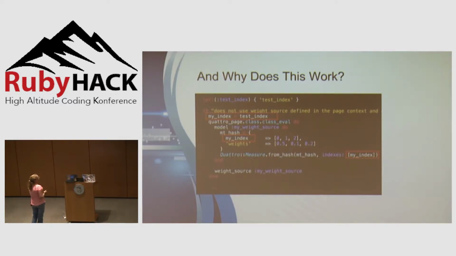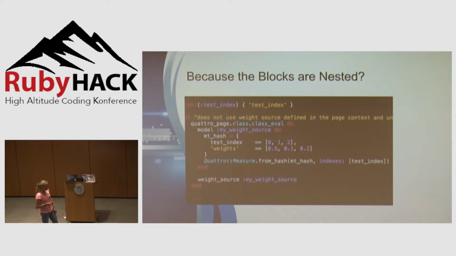Now, in order to try and figure out what was going on here, I came up with the following differential diagnosis. The first theory was maybe the problem is that you can't actually use a variable defined outside the scope of nested blocks over here inside the innermost nested block. So I thought maybe the problem was that there were just too many blocks, and I was defining test index way outside all of them. You just can't do that.